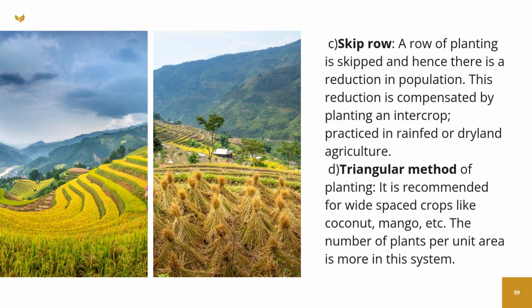C, skip row. A row of planting is skipped and hence there is a reduction in population. This reduction is compensated by planting an intercrop, practiced in rain-fed or dryland agriculture. D, triangular method of planting. It is recommended for wide-spaced crops like coconut, mango, etc. The number of plants per unit area is more in this system.